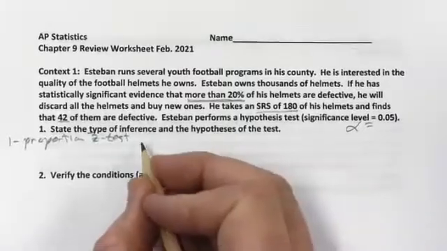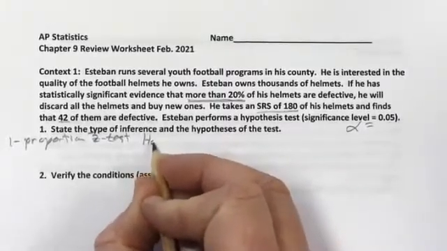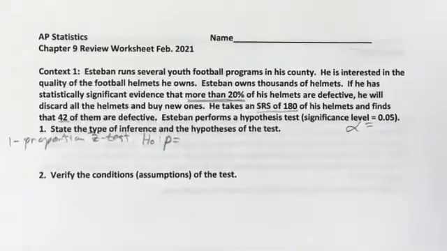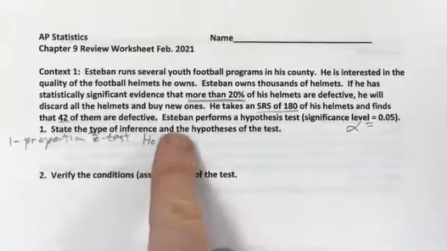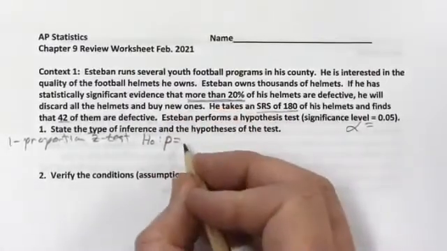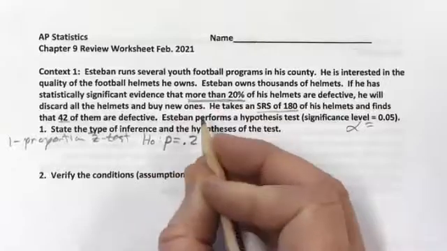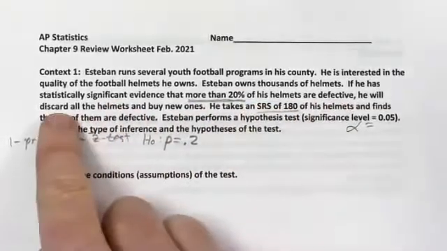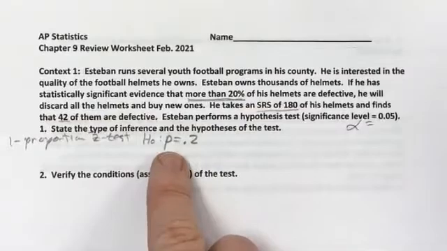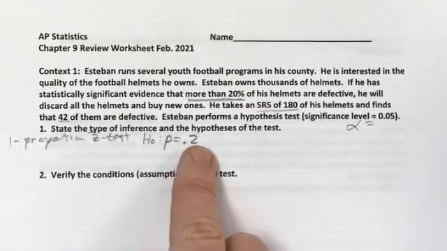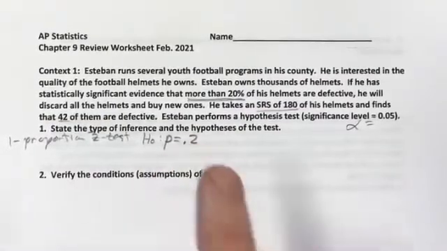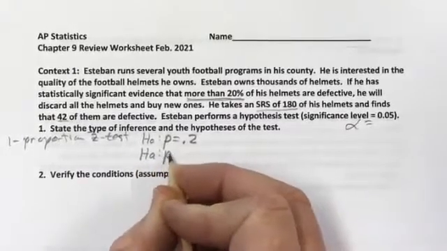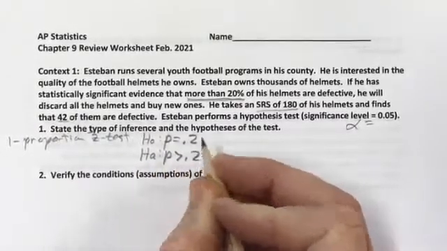So then your hypotheses, your null hypothesis is going to be that p is equal to whatever the status quo is. And so the status quo here is in essence 0.2, 20%. More than 20% is going to cause an issue. That's going to cause him to discard the helmets. So the null hypothesis is always p is equal to whatever number's in the problem. The alternative is what you suspect might be true. And so that is going to be that p is greater than 0.2.